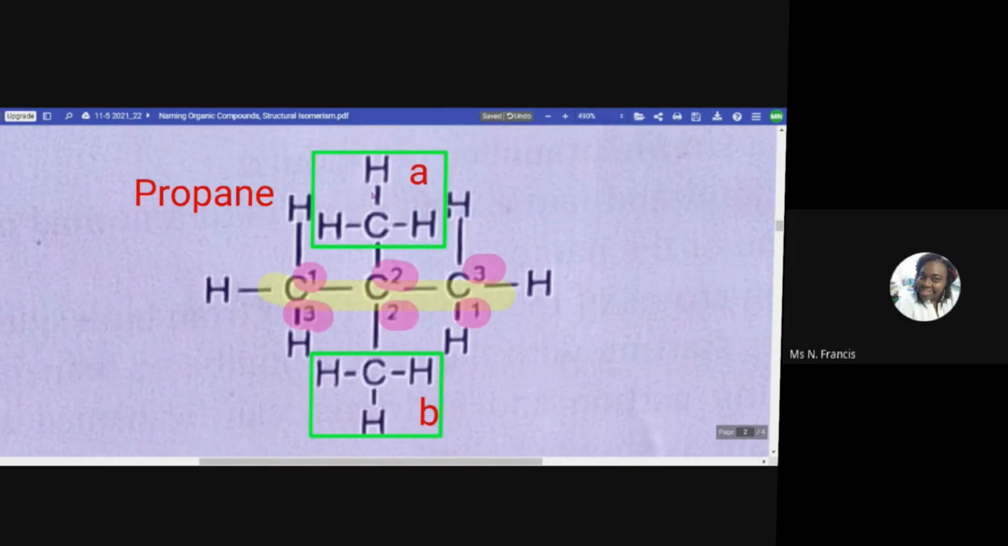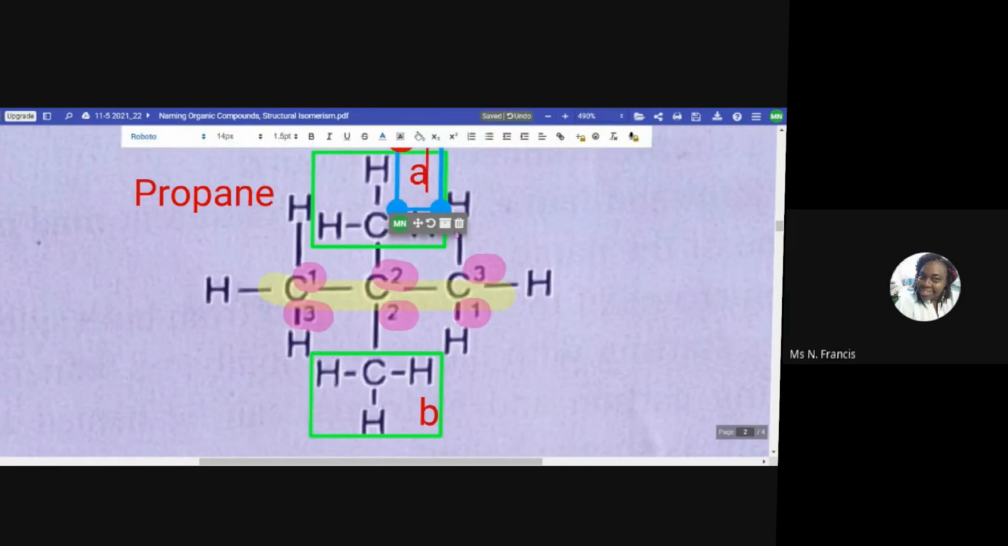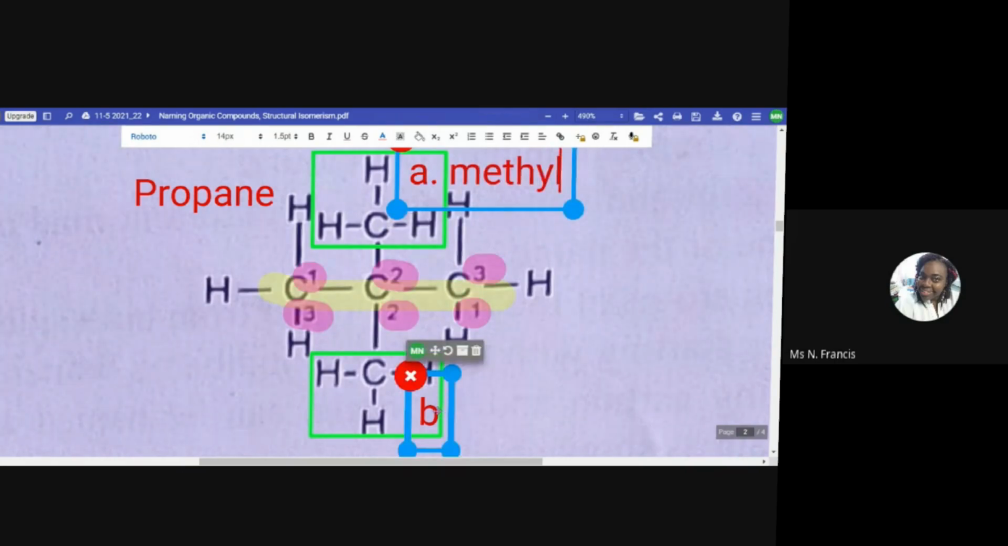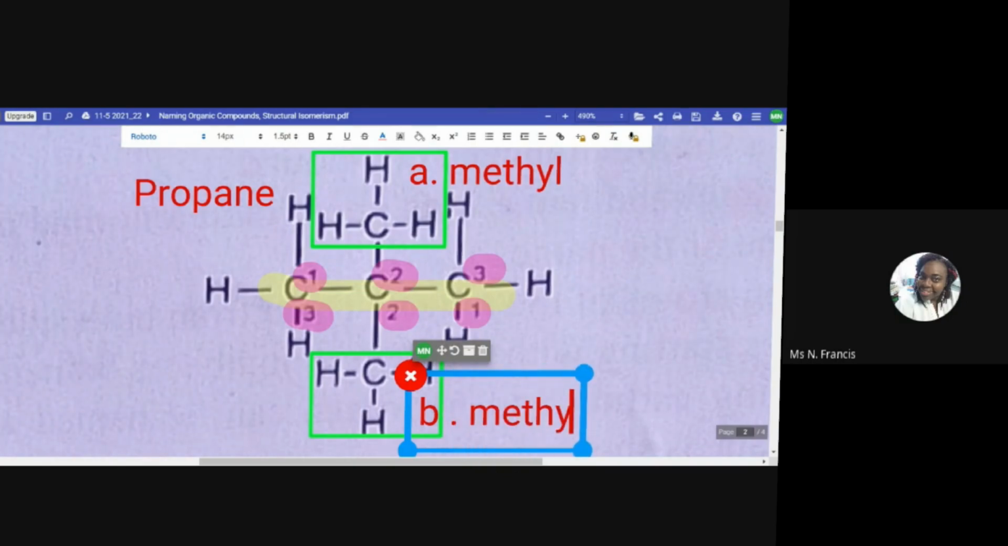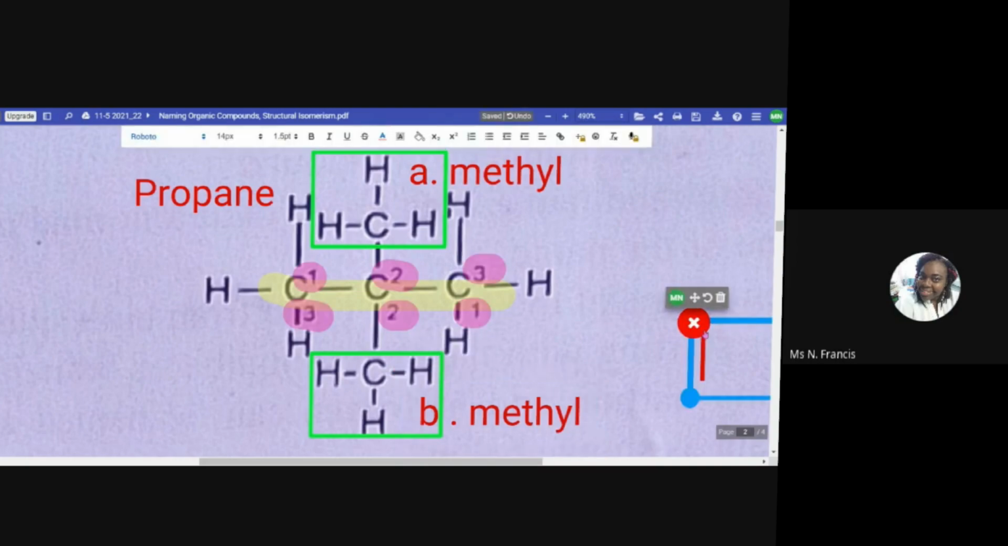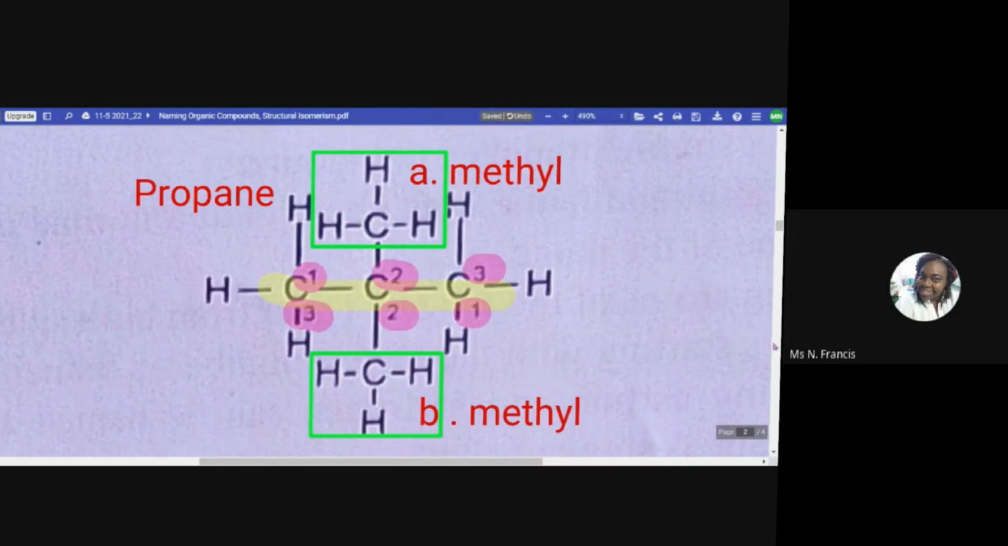Look at branch A. Can we name branch A? How many carbons are in branch A? A single carbon atom, so we have a CH3. So what would be the name of branch A? This one is methyl. But look at B. B looks the same as A, doesn't it? Yes. So this is another methyl group. So right now for this particular compound, we have 2 branches and there are 2 methyl branches.